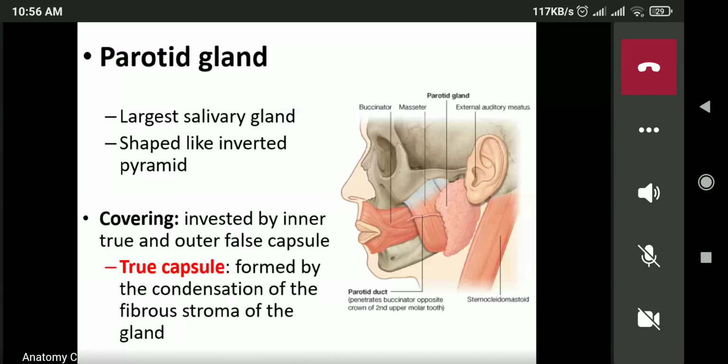So the main structure which is present in the parotid region is the parotid gland. Do we have any queries, anybody?